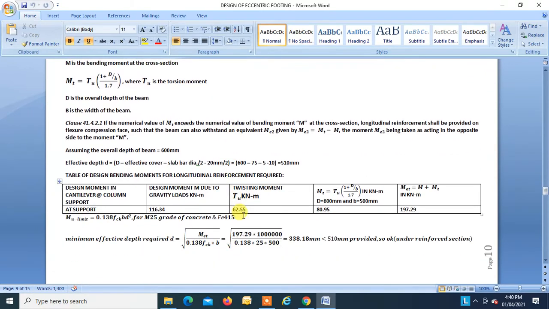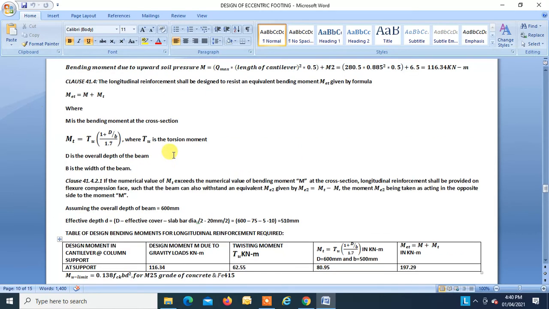Okay, so once we know the twisting moment, we can find Mt using this formula. D is 600, B is 500, and Tu is 62.55. We get Mt is equal to 80.95.